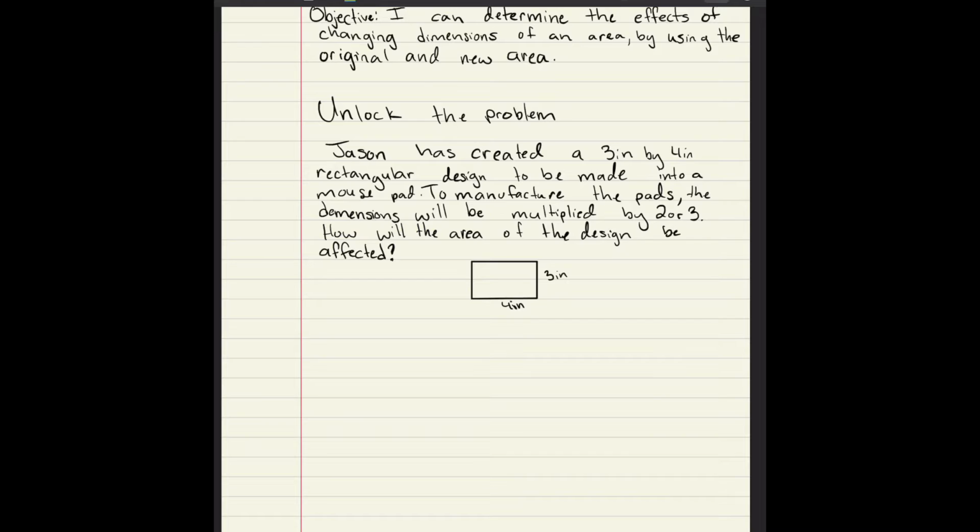So the real question they're asking me here is, how is the area of the design going to be affected? So before I can see how the area of the design is affected, I need to find the area of the design. And this is a rectangle, so the area equals base times height. So the area equals, base is 4 inches, height is 3 inches. So the area of this rectangle originally is 12 inches squared. But they are going to be multiplying it by 2 or 3.